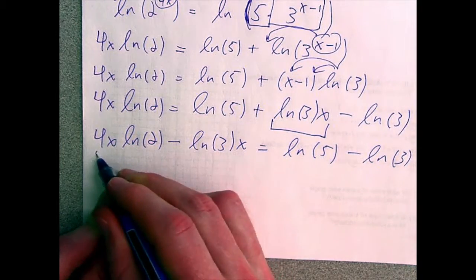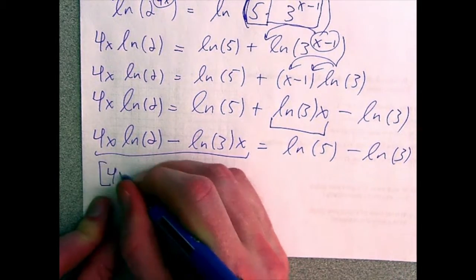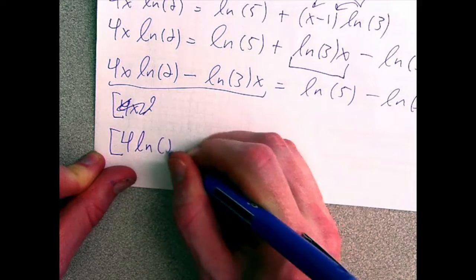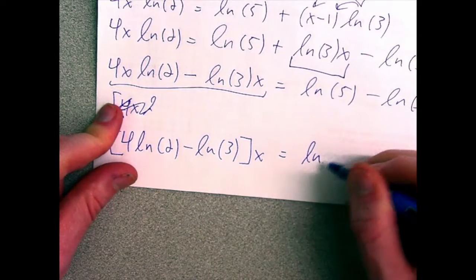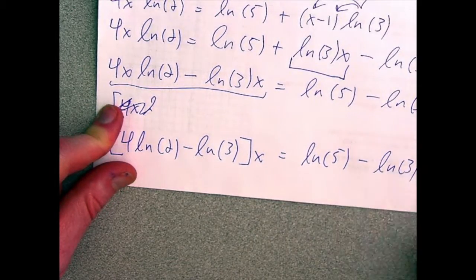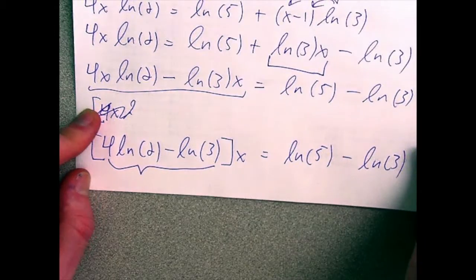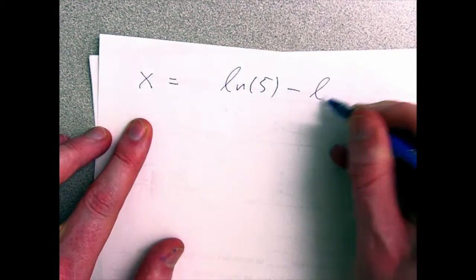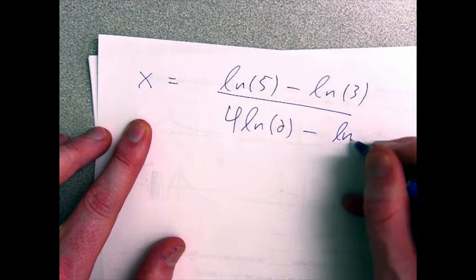Now, in order to combine these two terms, you have to pull out the common factor of x. So I will remove the common factor of x from both of those terms. 4 times natural log of 2 minus natural log of 3, times x, is equal to natural log of 5 minus natural log of 3. And now to get the x by itself, we just divide both sides by this expression here. Doing so will produce x equals natural log of 5 minus natural log of 3 over 4 natural log of 2 minus natural log of 3.